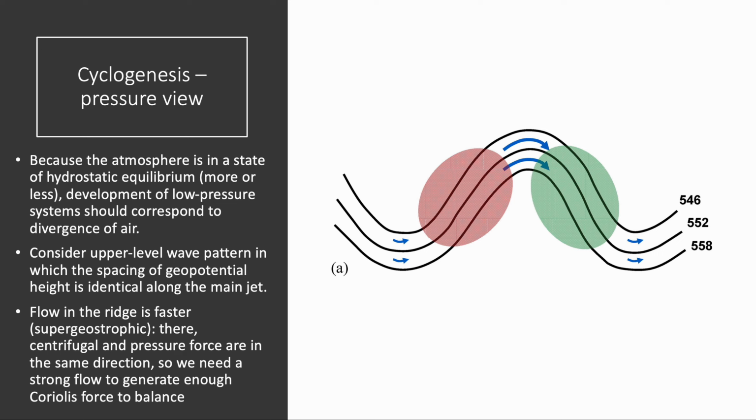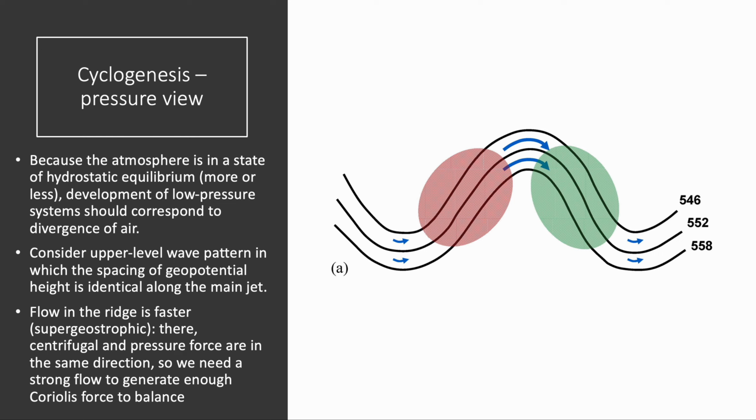cyclones. The other perspective here is that of the pressure view. And pressure is, in a sense, important because what we were just talking about, we have a stretching term, and the stretching term works if there's some kind of divergence aloft. And this divergence means that there's some mass that is taken out of the column, okay?